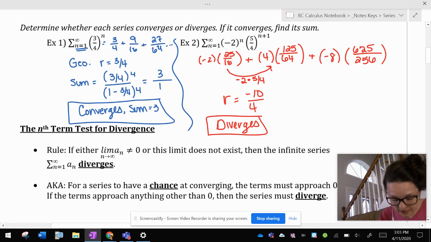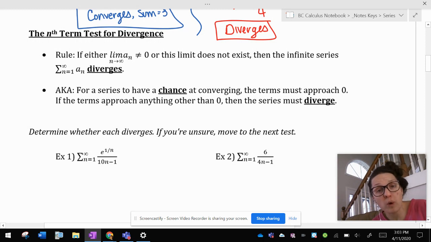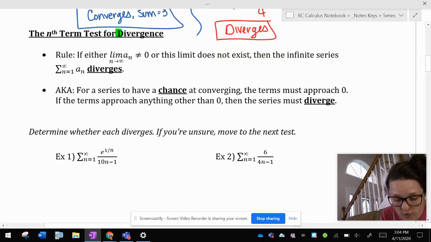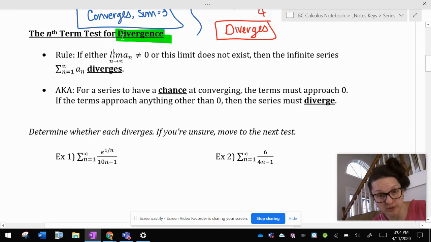Ta-da! Now, that was all well and good, but what if it's not geometric? Then what? Now we learn new rules for that. So the first test is the nth term test for divergence. This test will prove whether something diverges or if it has a chance to converge. This test does not ever prove convergence. It only proves whether something diverges or alternately has an opportunity to converge.